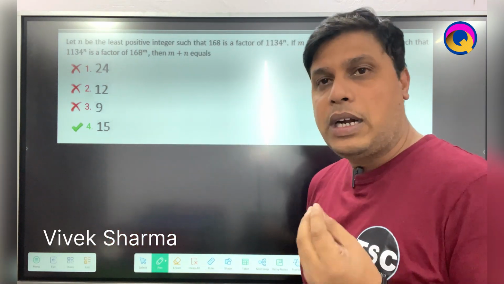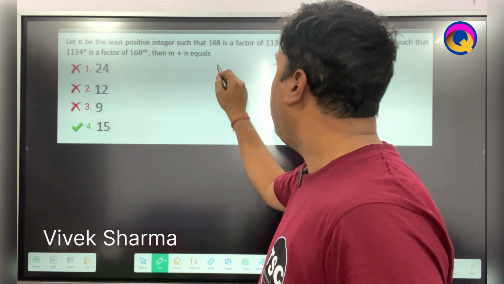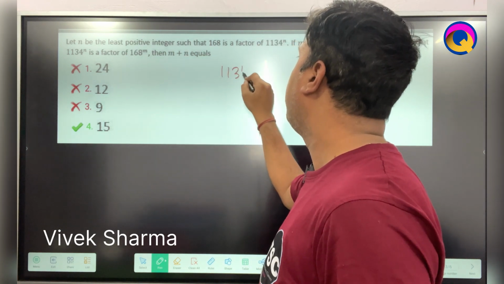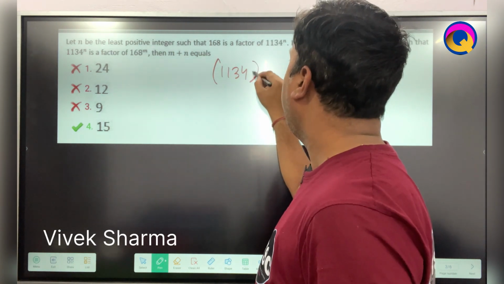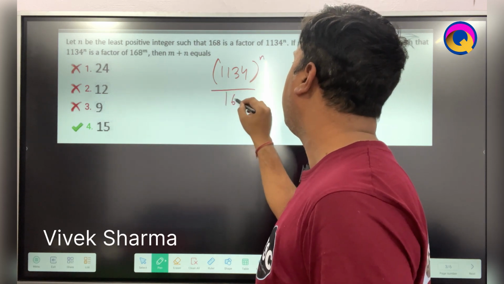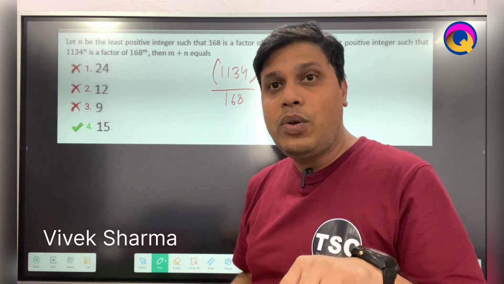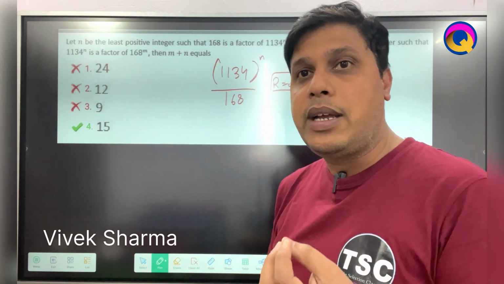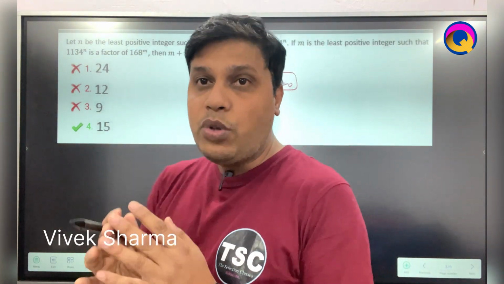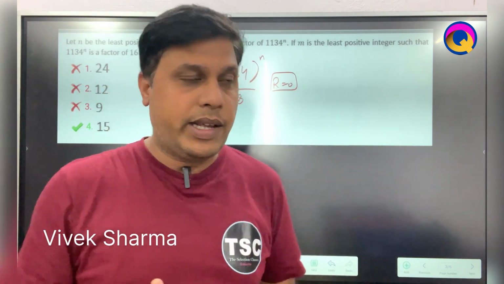That is the proper definition of the factor. So if I am saying 1134 power n is divided by 168, remainder should be 0. If remainder is 0, then I can say that 168 is a factor of the given number. Okay, so if I want to do the prime factorization, right?